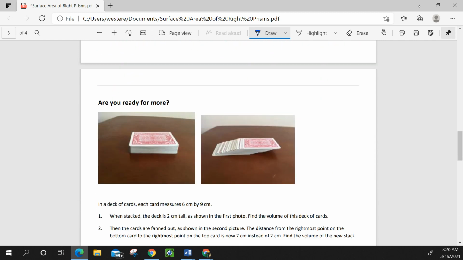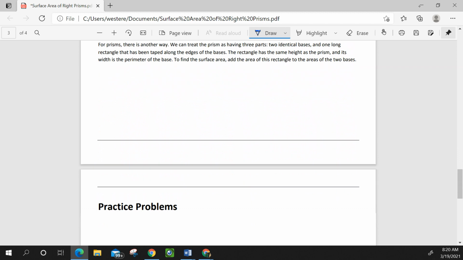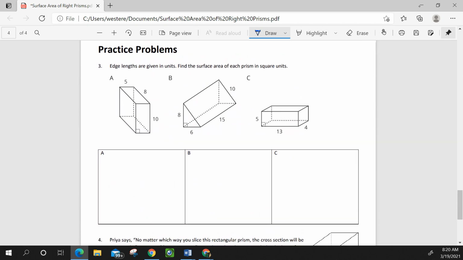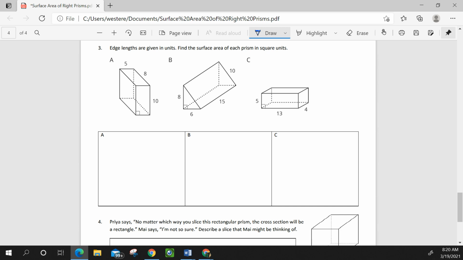Okay, I do believe that is it for this lesson. It was a pretty short lesson. But I want to give you a few more examples before you do the exit slip. So I would like to look at these. So I have this prism right here, and all the measurements are given. So we have to figure out what we're going to do here.